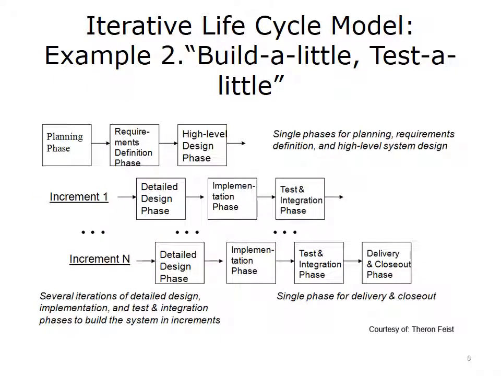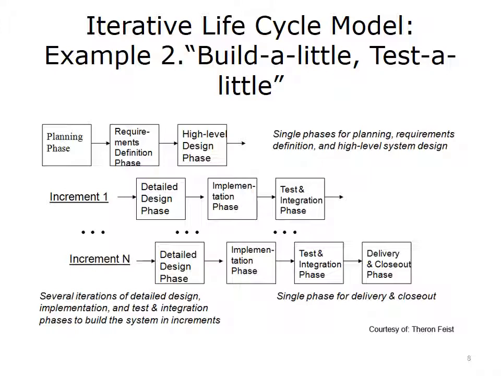We're calling this example 2 of an iterative life cycle model, build a little, test a little. It looks similar to the previous one in terms of having several increments, but notice what's different here: in the initial activities, there's the planning phase and a single requirements definition phase, and then you proceed to a high-level design phase, and the increments look at more detailed designs. Here, you're able to put together a high-level system architecture, but then you would pursue the detailed design only for portions of that larger design and implement and test those.